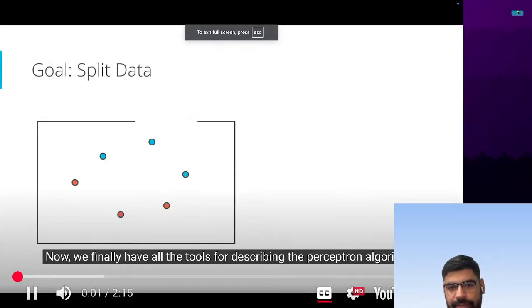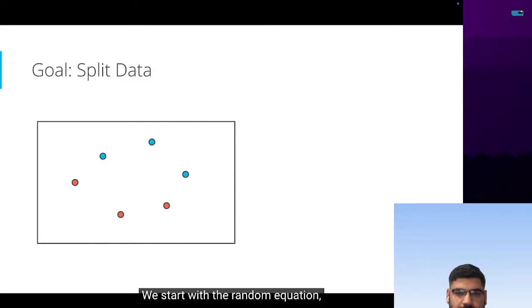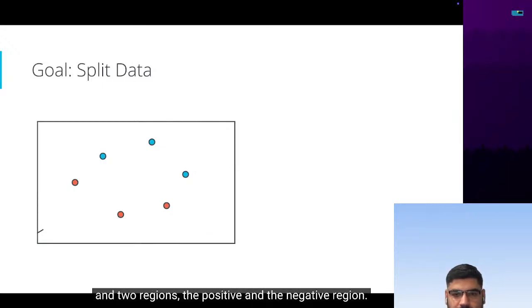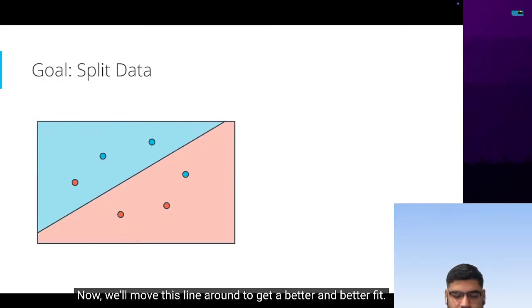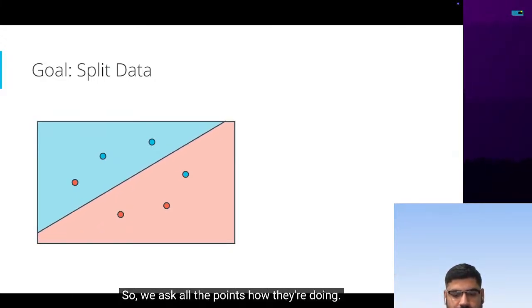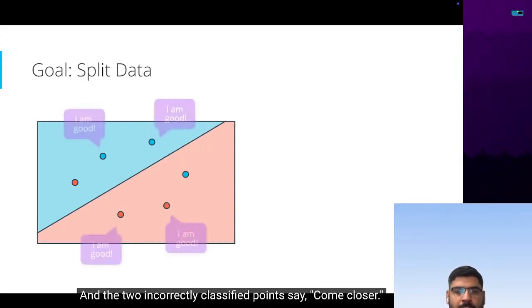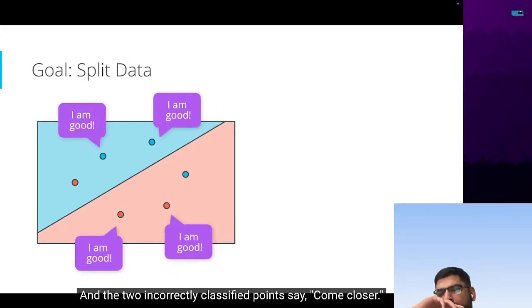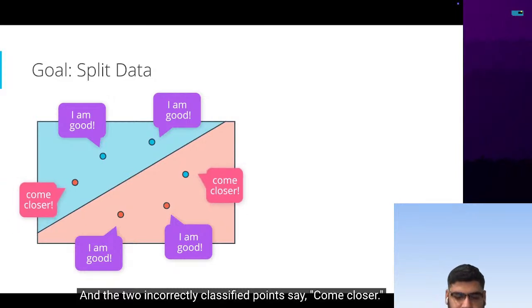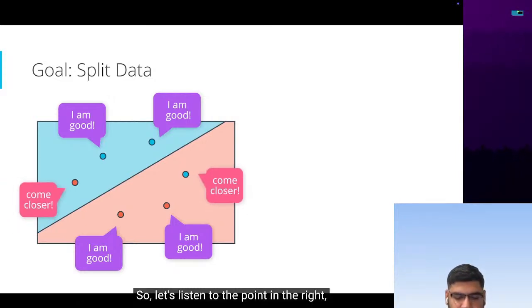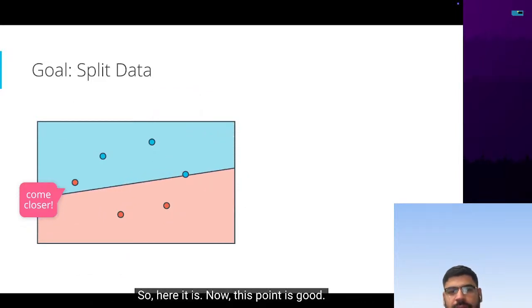Now we finally have all the tools for describing the perceptron algorithm. We start with a random equation which will determine some line and two regions, the positive and the negative region. Now we'll move this line around to get a better and better fit. So we ask all the points how they're doing. The 4 correctly classified points say I'm good, and the 2 incorrectly classified points say come closer. So let's listen to the point on the right and apply the trick to make the line closer to this point.